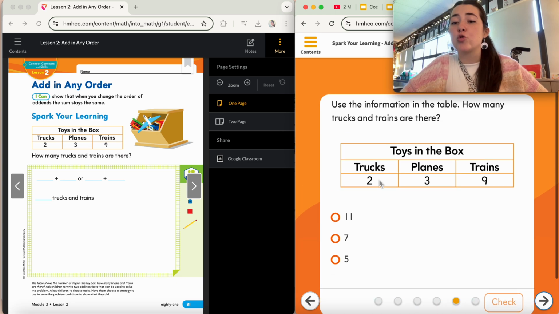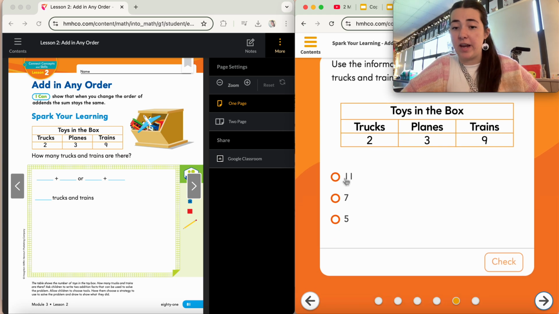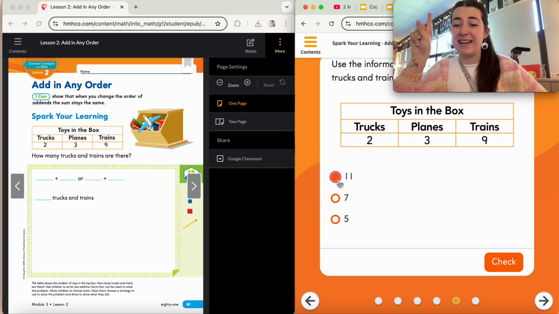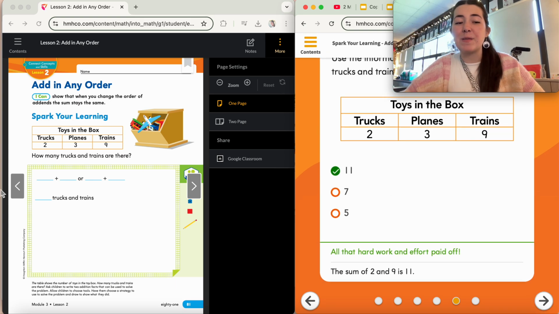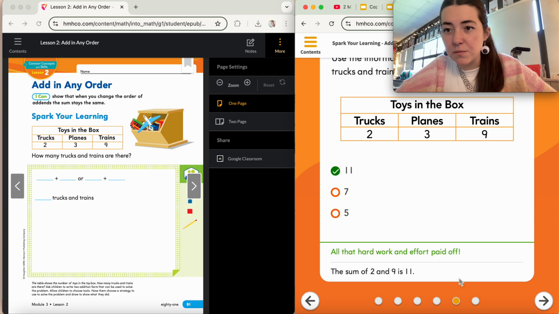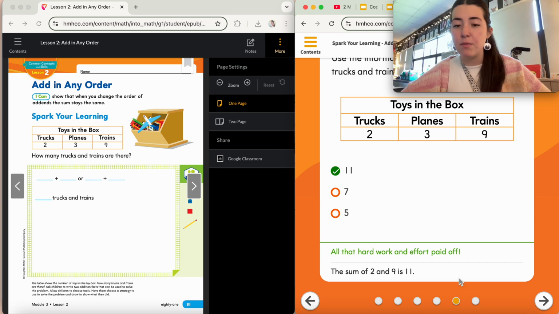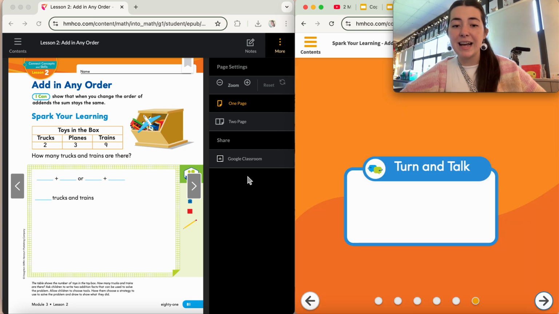How many trucks and trains are there? Was it 11, number 1, 7, number 2, or 5, number 3? Hold up the right one. If you said 11, you are correct. You're going to write your 11 over on your book where my mouse is. 11 trucks and trains will go right here. If you need some more time to work on that, if you need to pause at any point, go ahead, but I'm going to move right along to my next page.